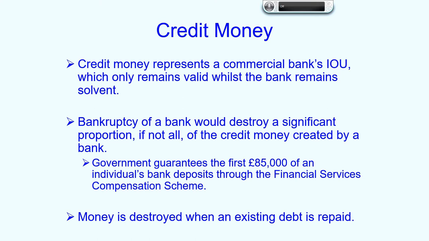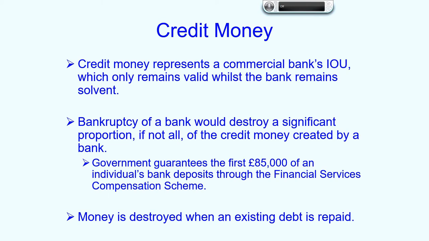So, key terms. Credit money is a consequence of the bank creating a bank deposit, which is not a result of a customer previously depositing money with the bank, and so therefore it is effectively a bank IOU to the economy. And that IOU only exists whilst the bank remains solvent. If the bank fails, goes bankrupt, then money is lost from the economy. Bankruptcy of a bank destroys a significant proportion, if not all, of the credit money created by a bank.